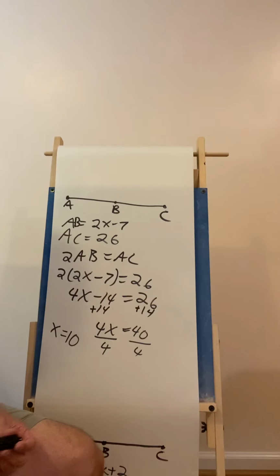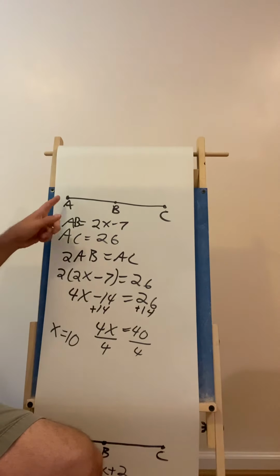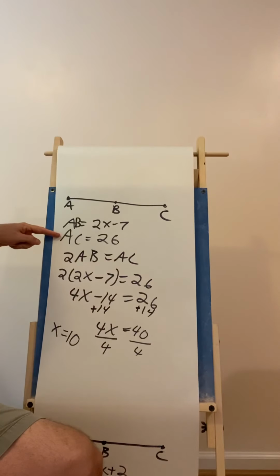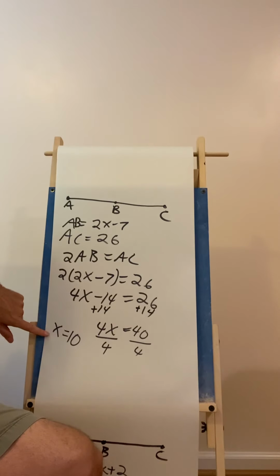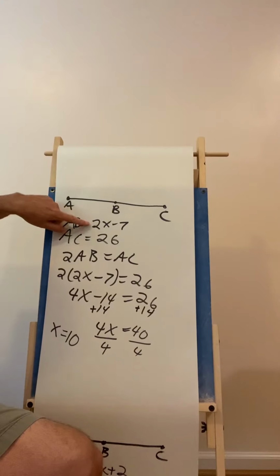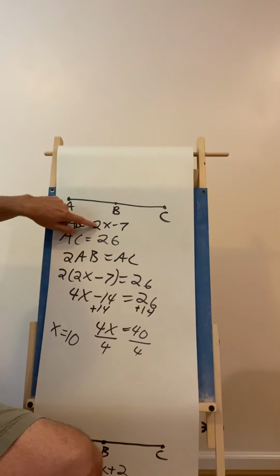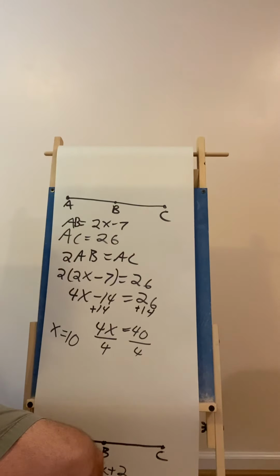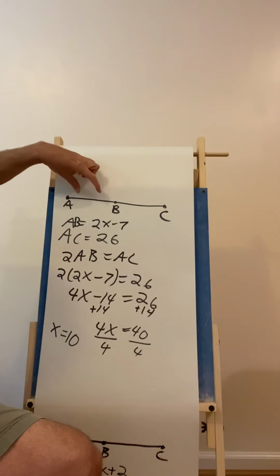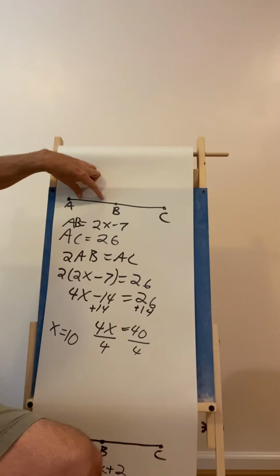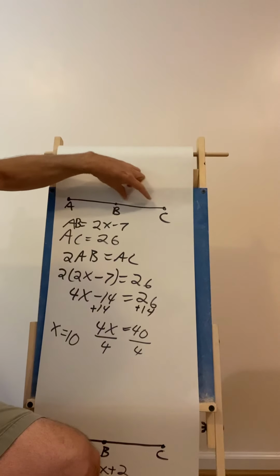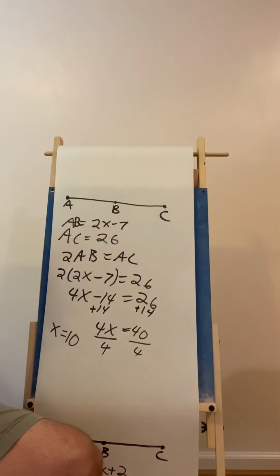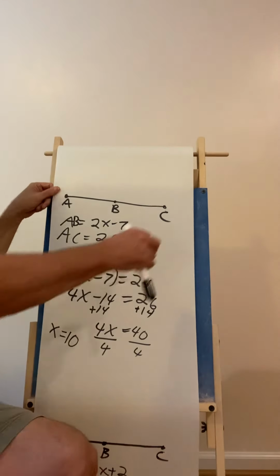All right, let's do a quick mental check and see if our answer makes sense. Well, the whole thing was 26. X is equal to 10. If we plug that 10 in here, what's 2 times 10 minus 7? Well, 2 times 10 is 20, minus 7 is 13. So we're saying the half is 13. That means the other half is 13. Well, 13 plus 13 equals 26. So our work checked out. Very good.